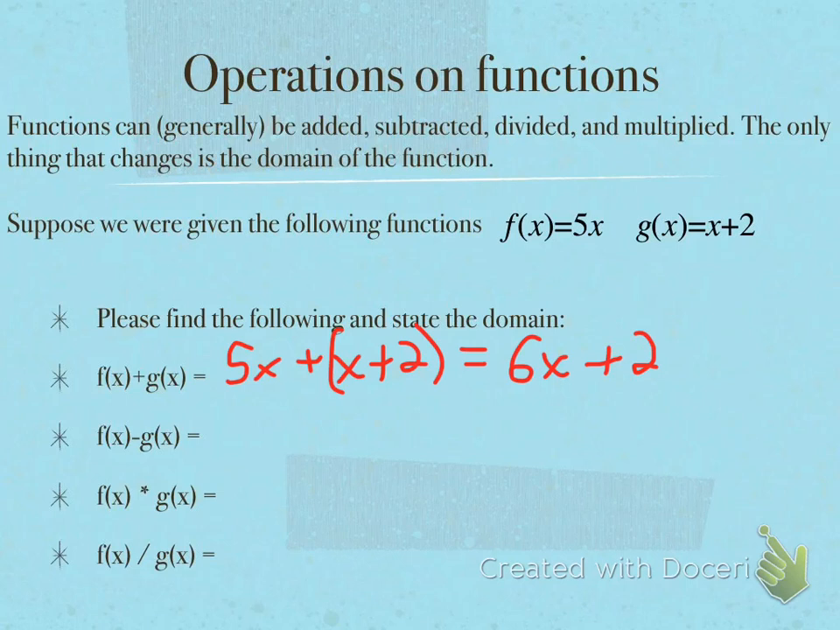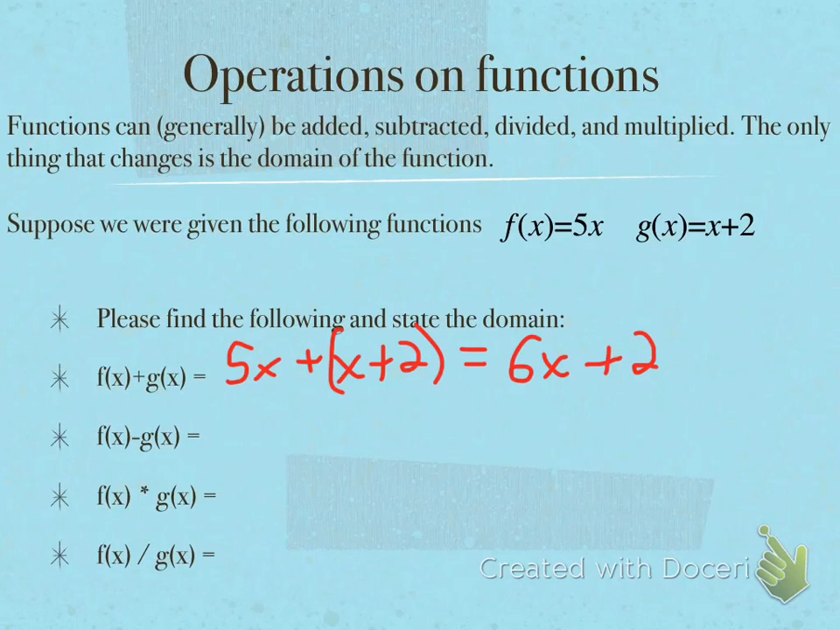So is there any x that I can put into this function where I will not get back a y value? No, I can put in a trillion, I can put in 0, I can put in pi, and I will get back some y value. So I think the domain for this one is what? Yeah, negative infinity to positive infinity, all real numbers.